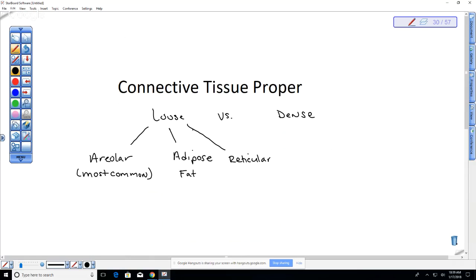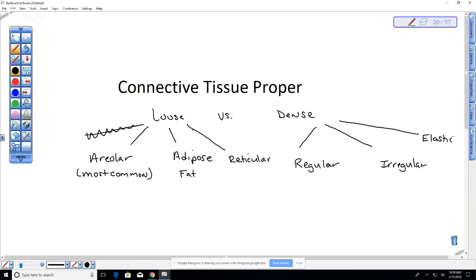And I didn't leave very much room for my dense, so I'll put the two denses. There's only two. There is regular dense connective tissue, and there is irregular. Oh, I forgot one, sorry. For loose, there's another one, and I'll just put it off to the side. It is called elastic. Sorry, I meant to put it over on this one.